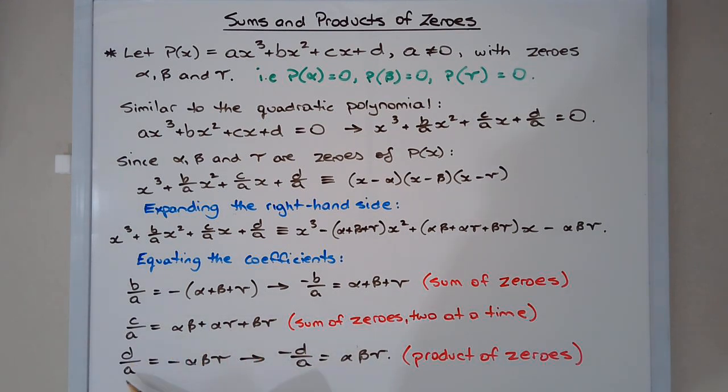And then you have d on a is equal to negative alpha beta gamma. So if we multiply both sides by -1, we have negative d on a is equal to alpha beta gamma, and this is the product of the zeros.